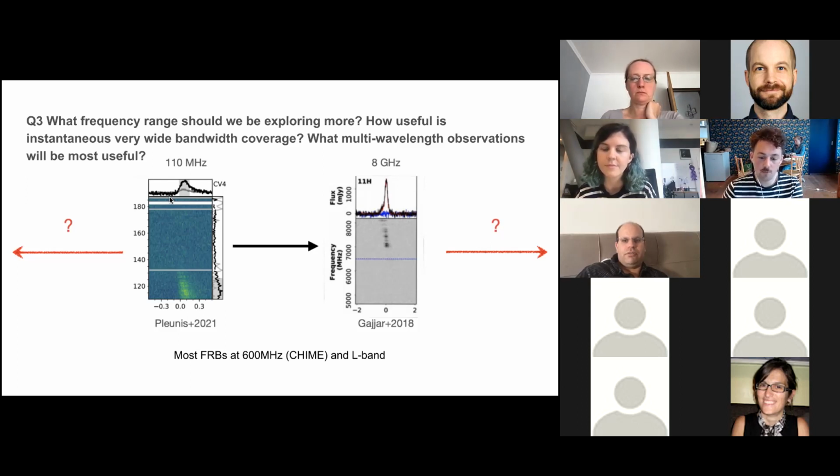I think it would be really worthwhile to do a blind search at high frequencies, because we often say these things about, oh, FRBs, they span this bandwidth from 110 megahertz to 8 gigahertz, but it's really only 2 repeating sources that span this bandwidth, and for the rest, we don't really know.